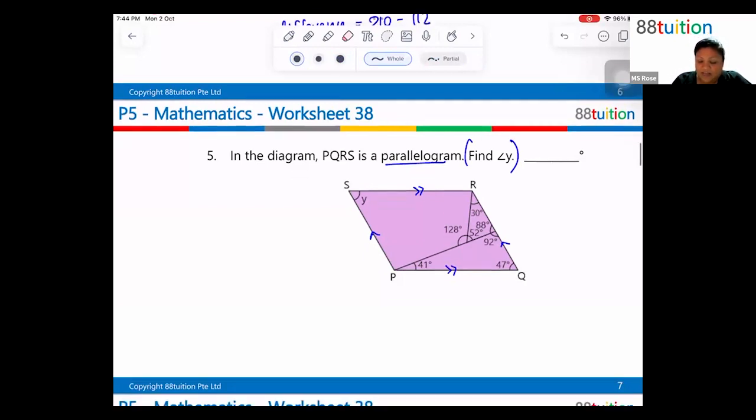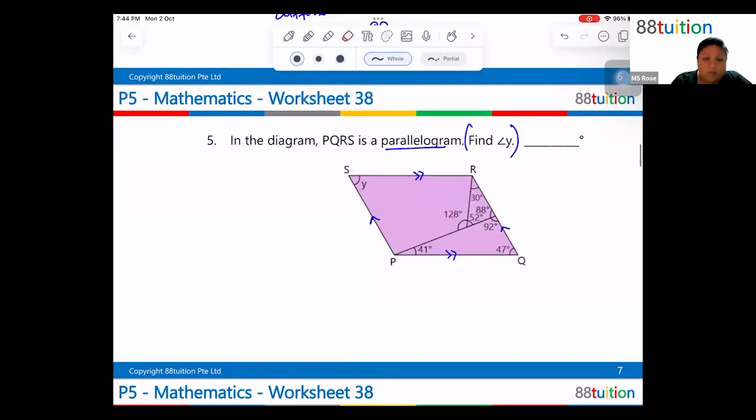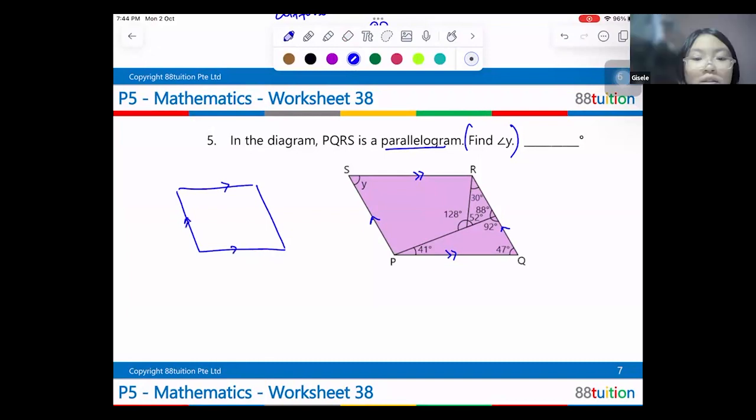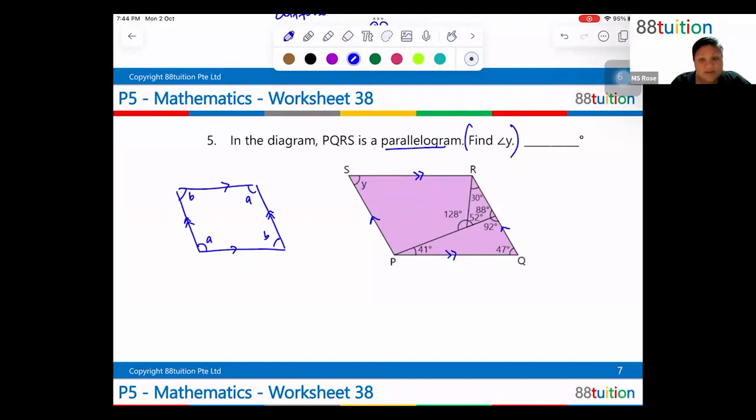Okay, so find angle Y. Now, can you see what is the property of a parallelogram? What's the property of a parallelogram? It has two pairs of parallel lines. So what can you say about the opposite angles? Same. This is A, right? Yes. So that means this opposite angle must be equal, am I right? So angle Y must be equal to 47.